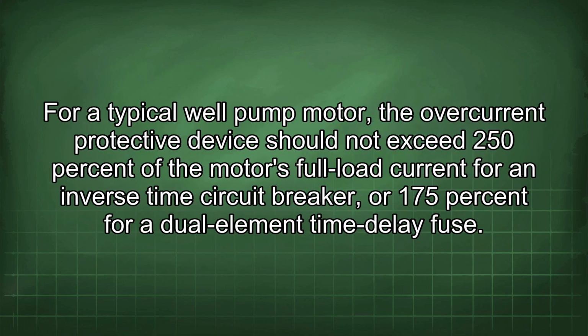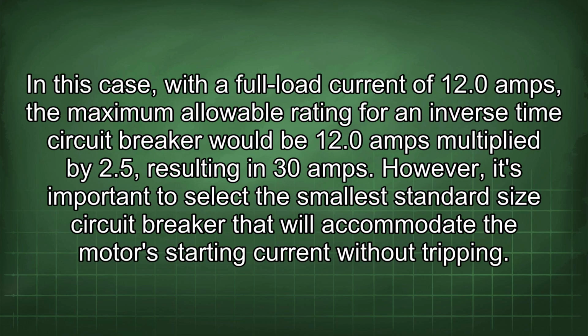For a typical well pump motor, the overcurrent protective device should not exceed 250% of the motor's full load current for an inverse time circuit breaker, or 175% for a dual element time delay fuse. In this case, with a full load current of 12.0 amps, the maximum allowable rating for an inverse time circuit breaker would be 12.0 amps multiplied by 2.5, resulting in 30 amps.